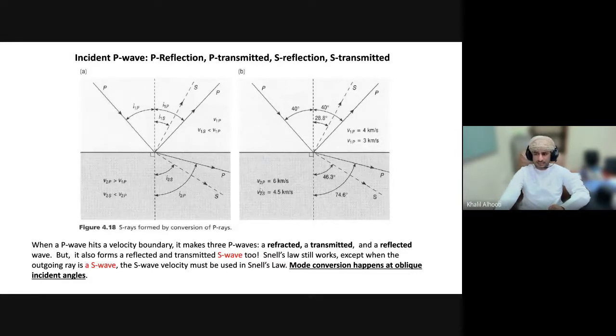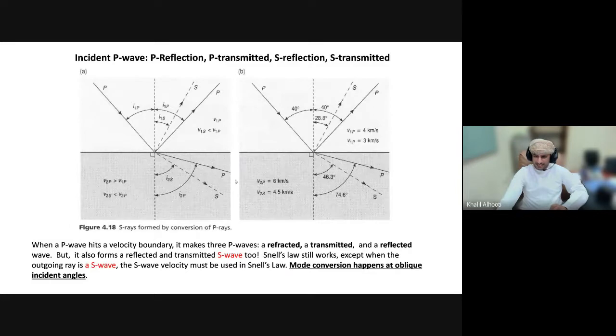So in this simple case, we have two different velocities, V2p and V2s. These are the velocities of P and S in the lower layer, and these are the velocities of V1p and V1s in the upper layer. So there is a mistake here, this is V1s. I think this is from the book itself. However, we know in general that the P wave is the fastest wave. The velocity of the P wave is always larger than the velocity of the S wave.